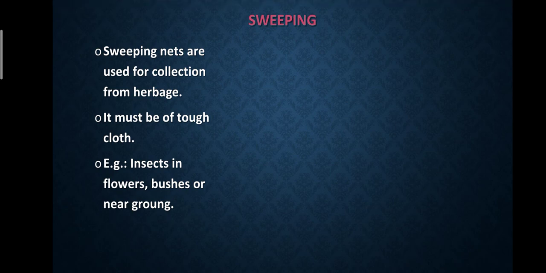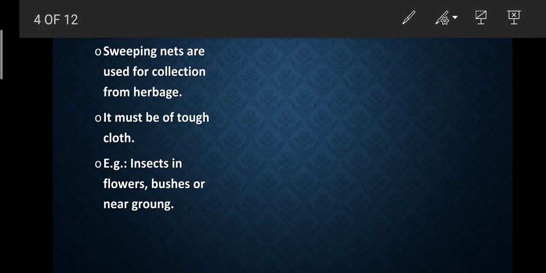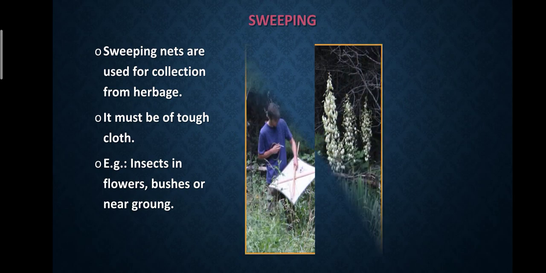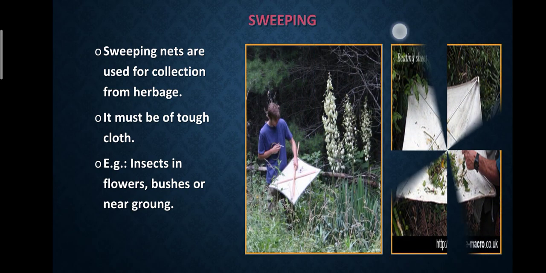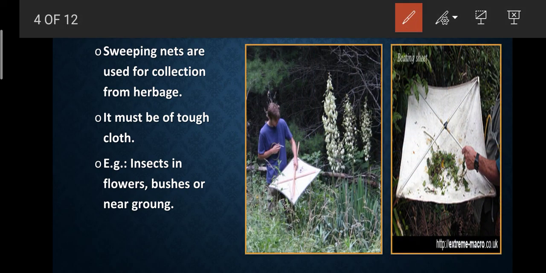That is the sweeping method. Sweeping means sweeping with a broom, but not here. Here we have a sweeping type of net. I will show you the picture first so you will understand easily. This is the sweeping net which is used to collect insects.